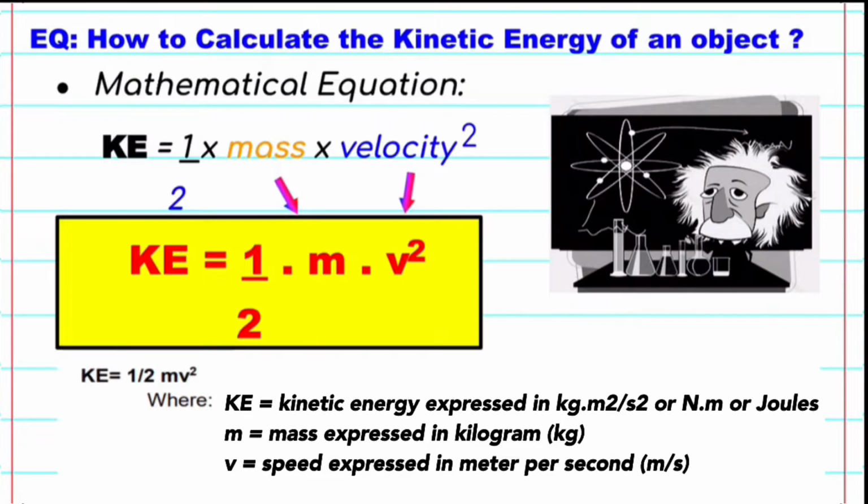m refers to mass expressed in kilogram or kg, and v refers to speed expressed in meter per second. Do not be confused. The velocity here is also the same as the speed. The difference is that speed has magnitude only, while velocity has magnitude and direction. That's why velocity is called a vector quantity, and speed is an example of a scalar quantity.